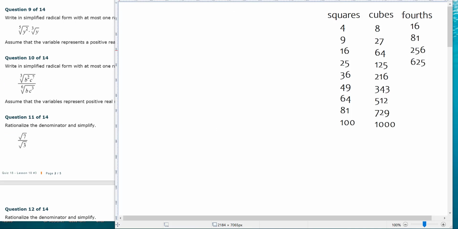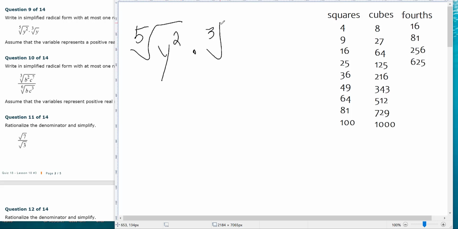Number 9, the fifth root of y squared times the cube root of y. Now we have a problem here because you can't multiply unless they have the same index. And one of these is a fifth root and the other one is a cube root.